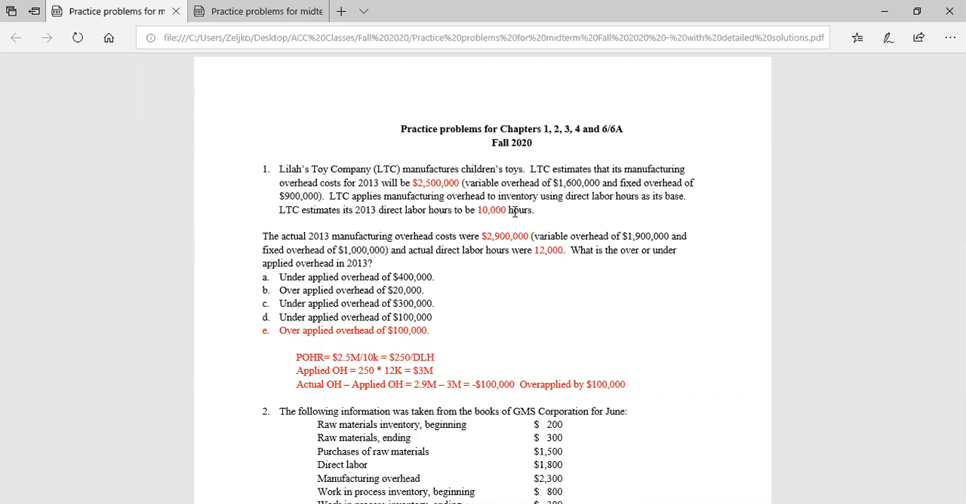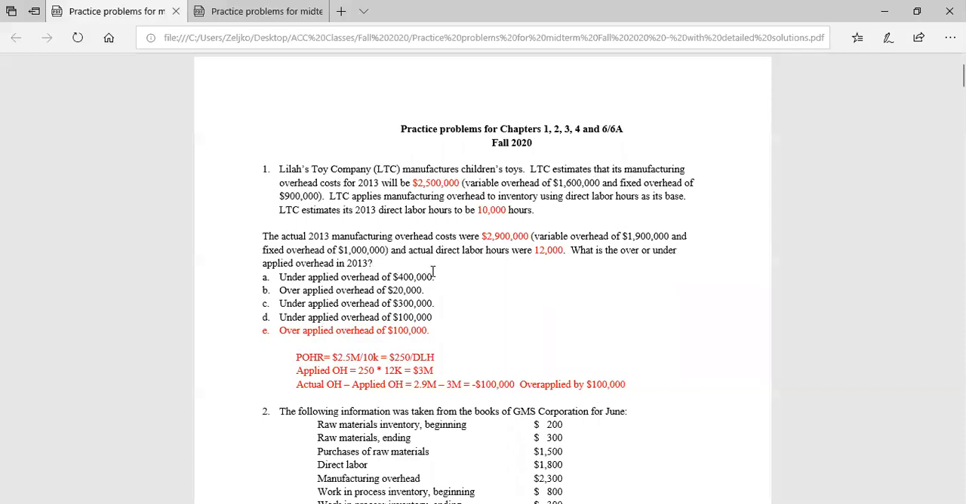So why would this be? You might say, why would I have a problem with a lot of different information that is not relevant? Well, that's part of knowing what is relevant and what is not. It's testing your knowledge. Anyway, question number one. This company is manufacturing toys, and it has manufacturing overhead cost. Let's practice what I just said. What is the over or under applied overhead for 2013?